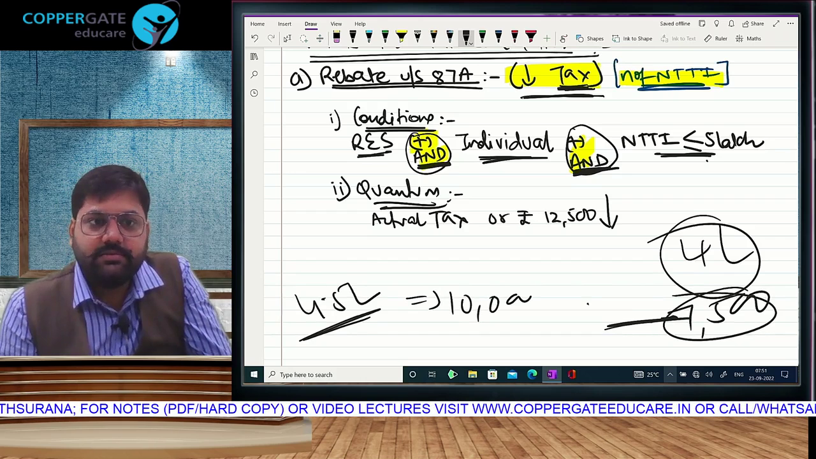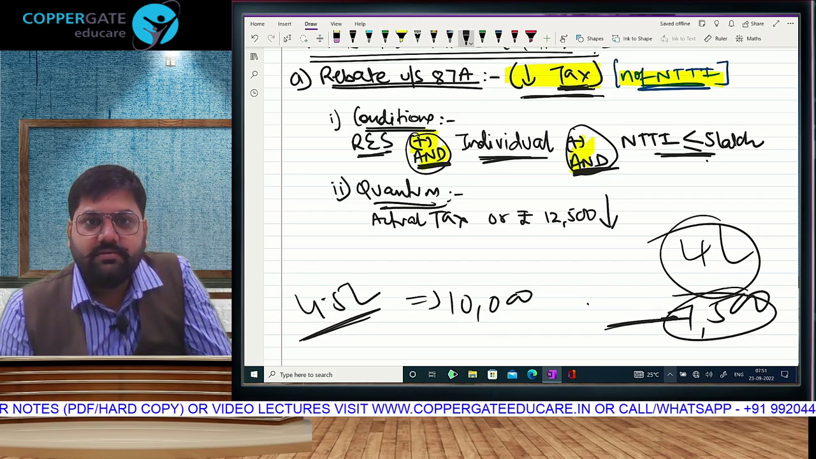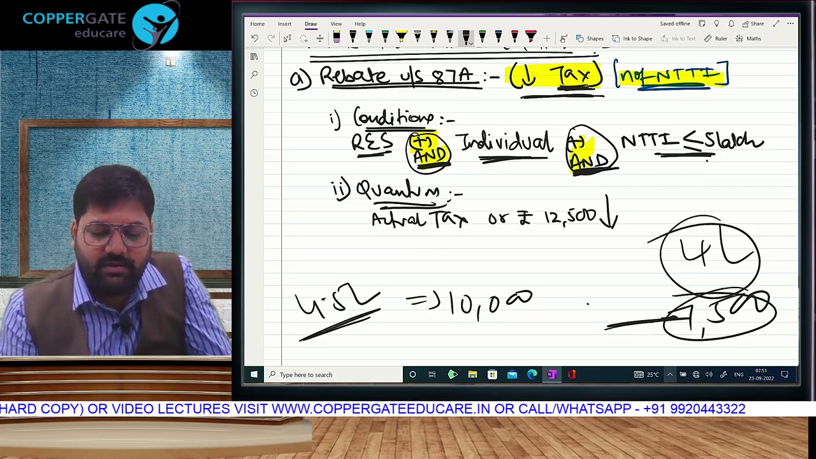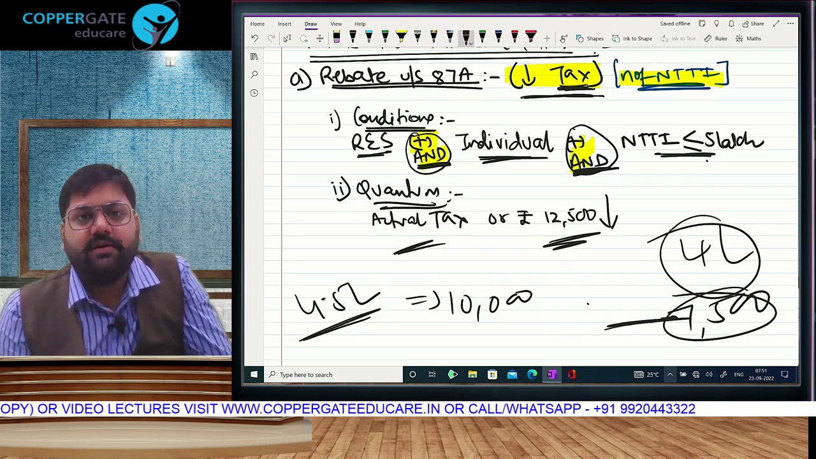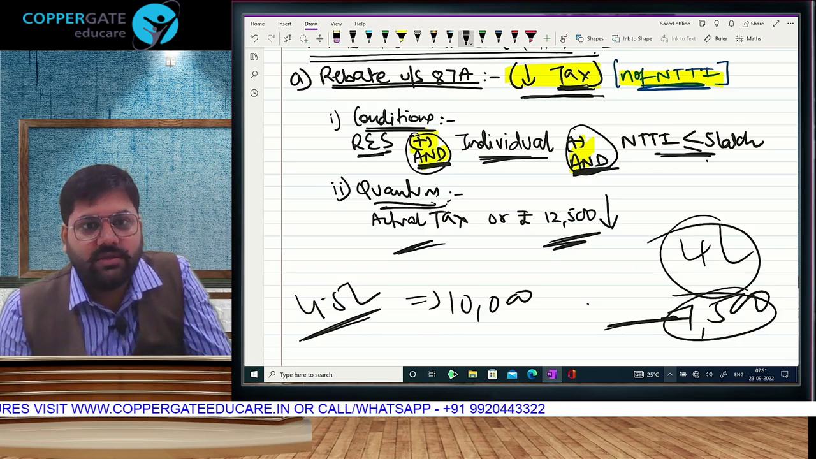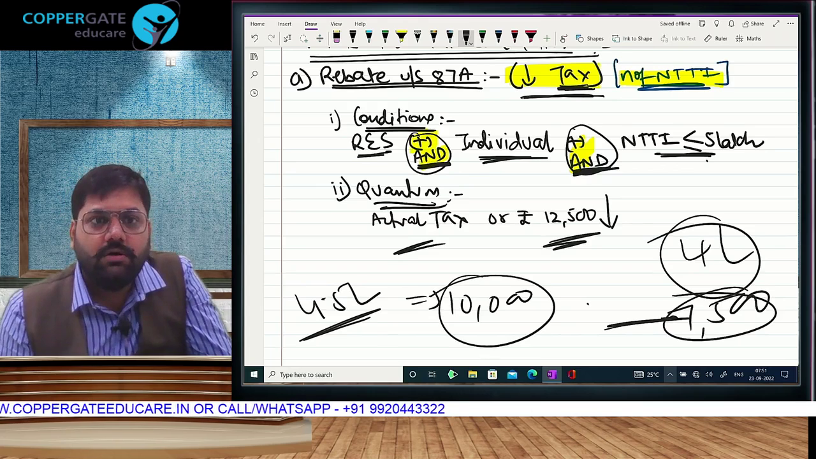10,000 rupees. 250 ka 0 and 2 lakh ka 5%. Come on. 10,000 or 12,500, what is lower? 10,000. Subtract 10 from 10 and tax becomes 0.